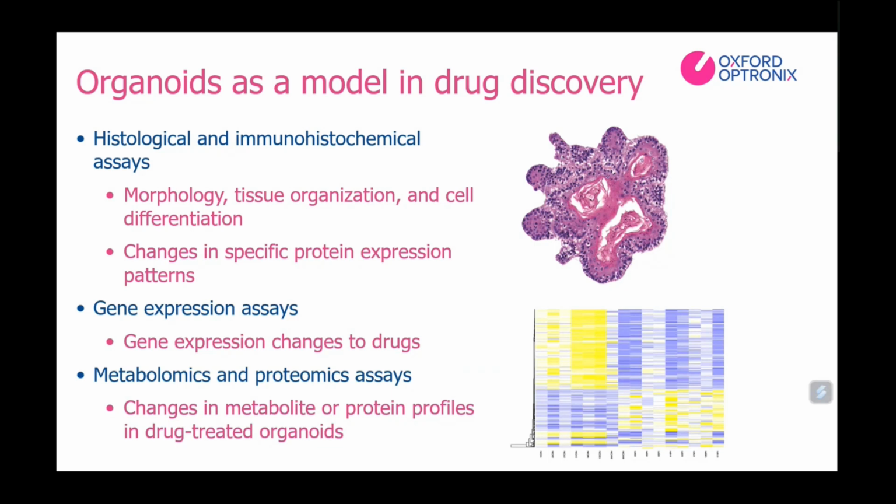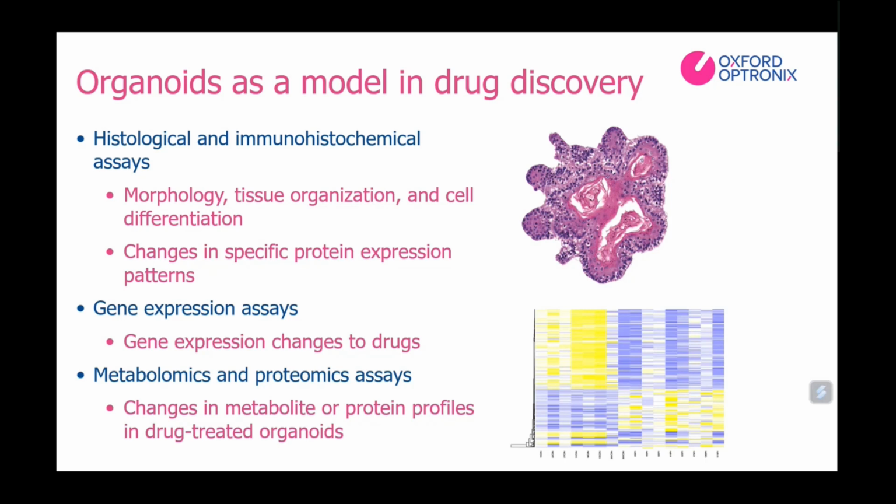These assays involve analyzing the histological and immunochemical characteristics of drug-treated organoids. They can provide information on organoid morphology, tissue organization, and cell differentiation. Immunohistochemical assays can assess changes in specific protein expression patterns, allowing researchers to study the effects of drugs on cellular markers associated with different cell types or disease-related pathways.